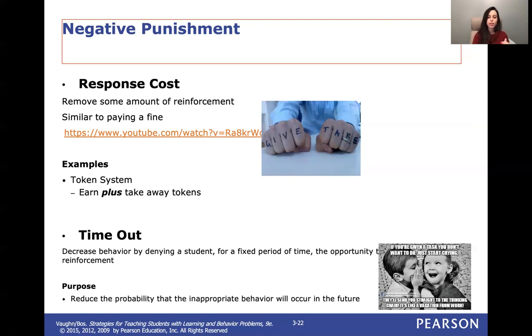So only use timeout if it's a function of attention, because that will work, or tangible. If you remove them from the item, it's a tangible function of behavior, or if it's an attention function of behavior, both of those functions will work with timeout. Like I mentioned a second ago, I'm just going to reiterate it. If it's an escape maintained behavior and they're trying to get away from something, putting them in timeout is just giving them what they're wanting, and it's reinforcing that.